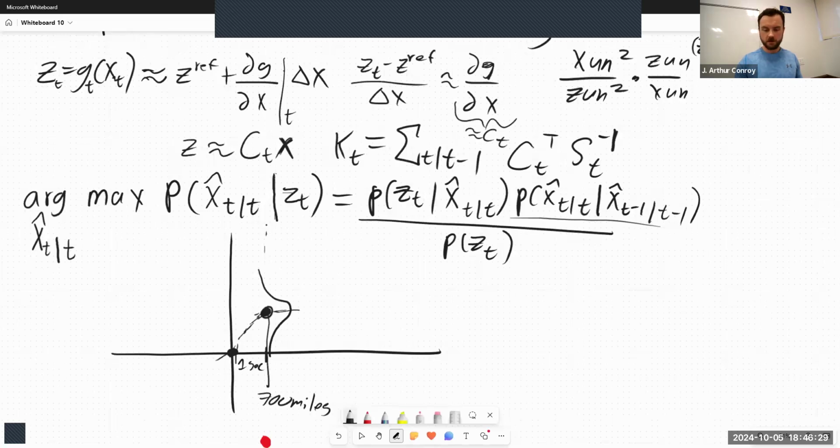So here will be x at time t minus 1, given the data we had at t minus 1, and we'll have some x at t estimated based on the data we had at t minus 1. And the way we get from here to here is going to be our dynamics model. But this is how this connects to MAP estimation.